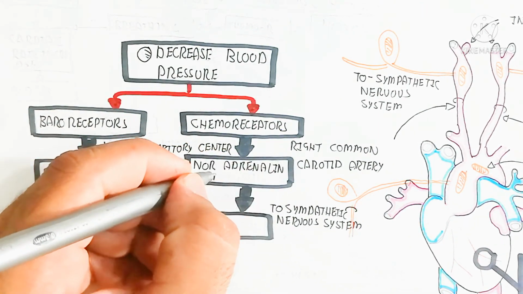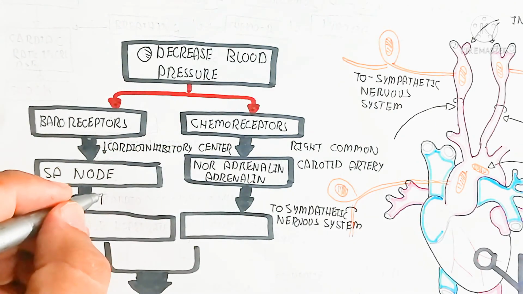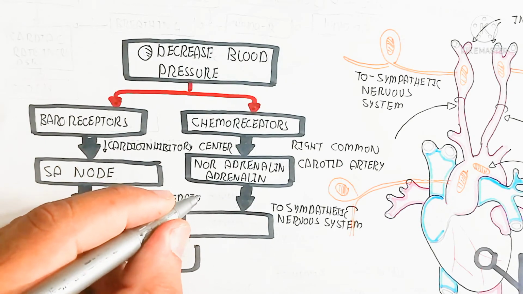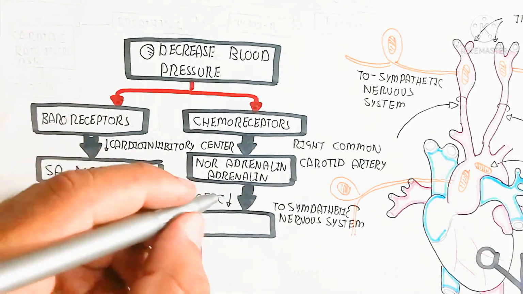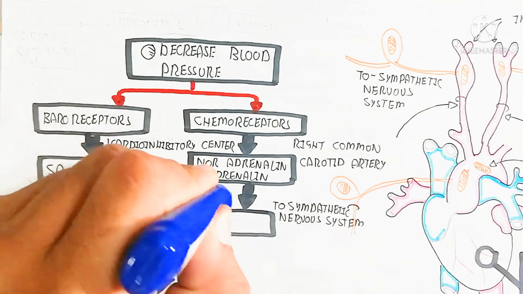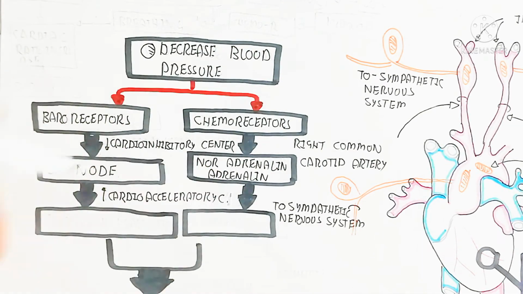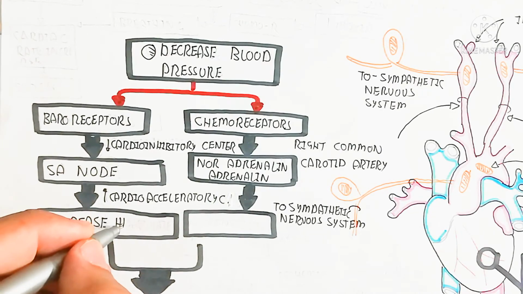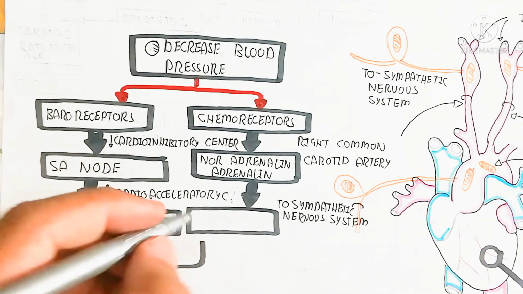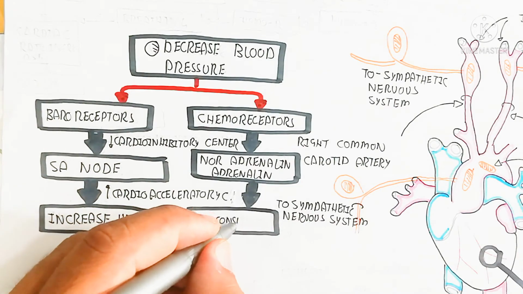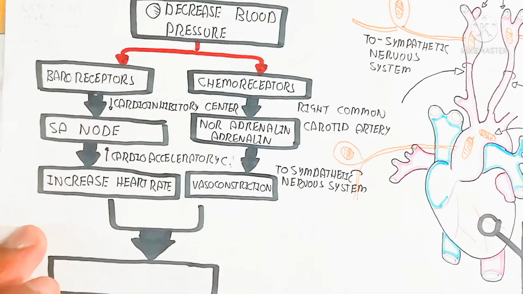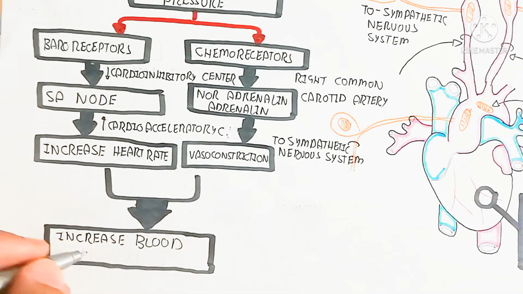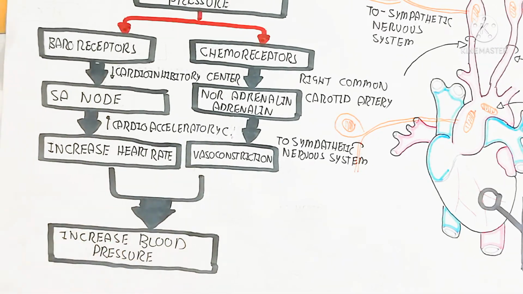In this way, the cardio inhibitory center will decrease, and the sinoatrial node will be firing through the baroreceptor. The noradrenaline and adrenaline will be produced through the chemoreceptor, and the increase of noradrenaline and adrenaline will lead to increased sympathetic activity. The cardio acceleratory center will increase, leading to increased heart rate, and vasoconstriction will lead to increased blood pressure.